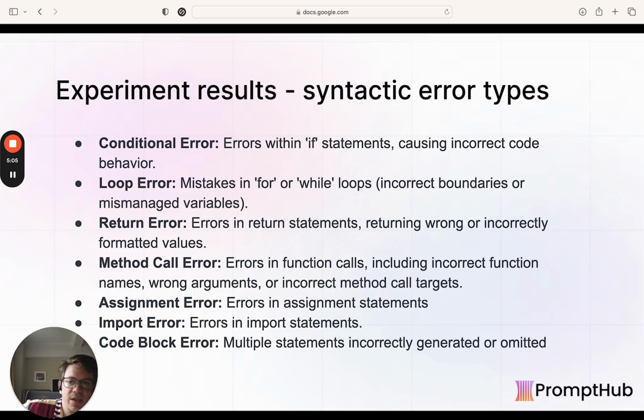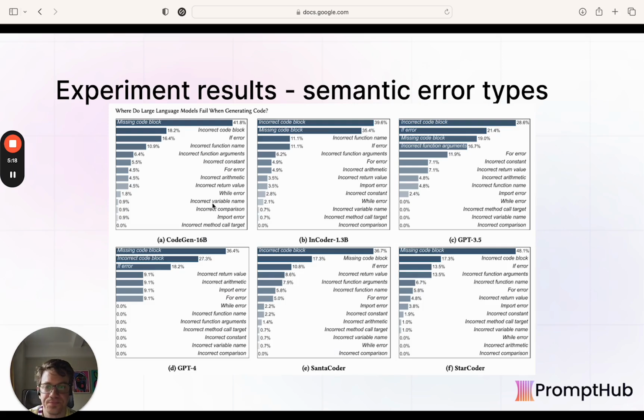So moving on to the syntactic errors, again, this is much more related to the actual code itself. So errors in the if statements, looping errors, functional errors, passing the wrong arguments, things along those lines. And we'll take a look at the results again here. I just got my notes on the left.